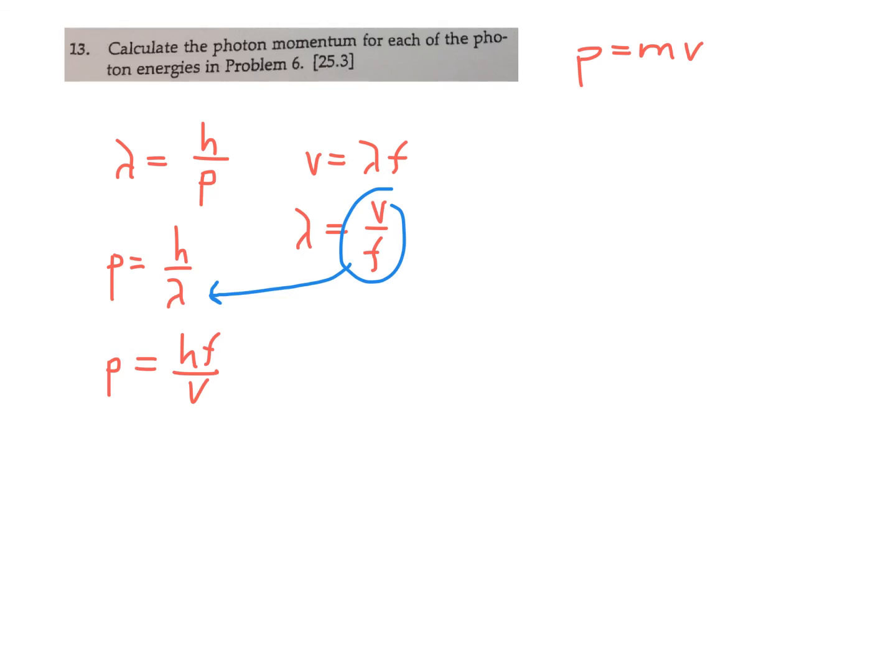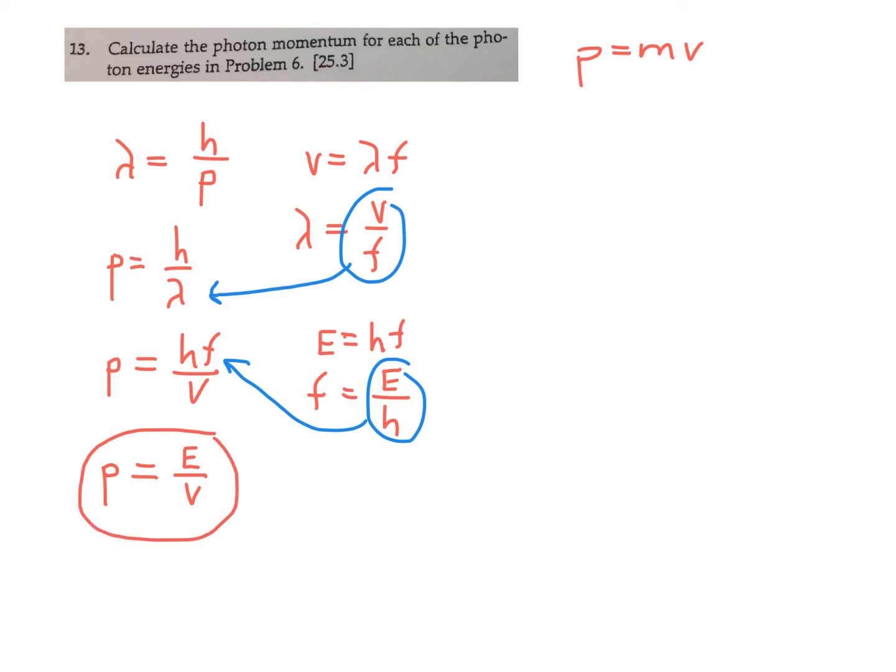Likewise, I also have the photon energy equation, E equals hf. If I solve that for f, I get f equals E over h. And once again, if I take that and plug it in for f, and do a little bit of algebra, you end up with p equals E over v. So this is really an alternate way of solving for the momentum of a photon. Just plug in its energy, divided by the velocity, being the speed of light, 3 times 10 to the 8th meters per second.